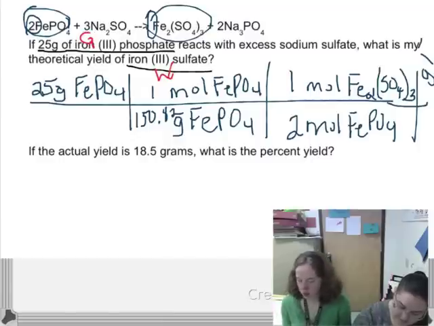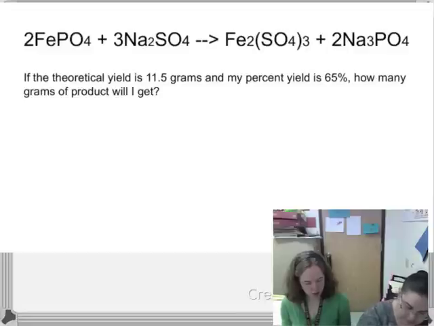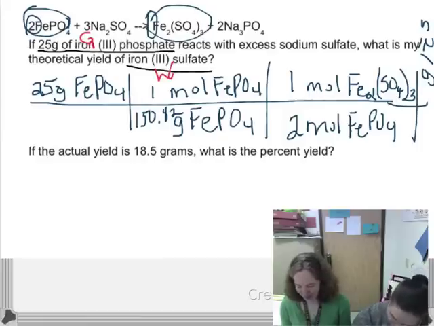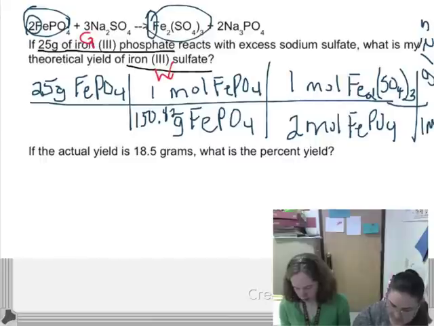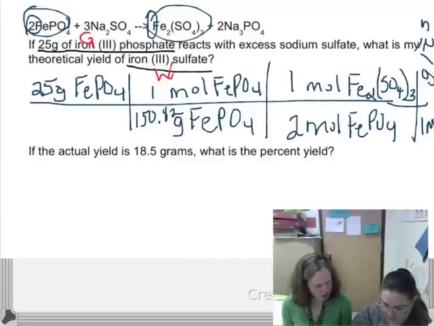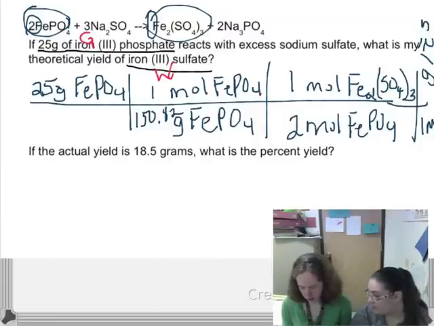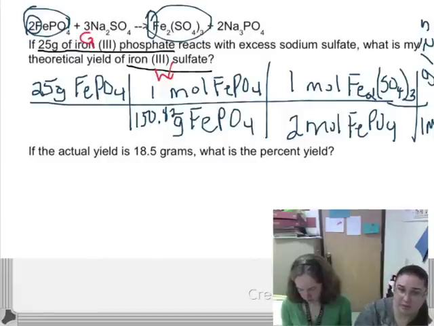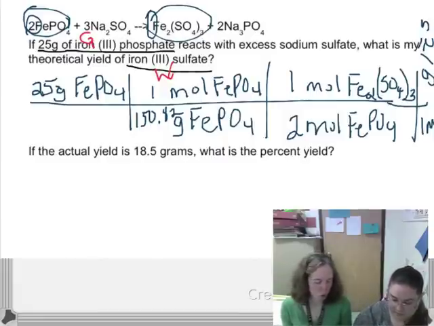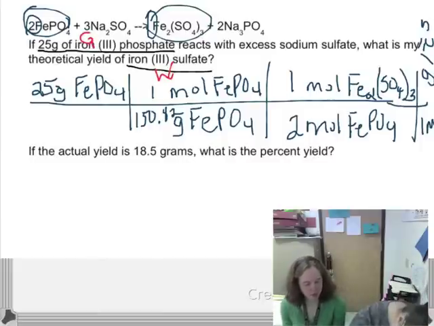So we're going to do 55.85 plus 2 sulfurs plus... How many oxygens do we have in that? 12. Oh, we actually have 3 sulfurs. Sorry, 3 sulfurs, 12 oxygens. Watch out for your subscripts. Remember, anything outside of your parentheses gets distributed in and multiplied. 344.03 for our molar mass. I'm just going to put 344.